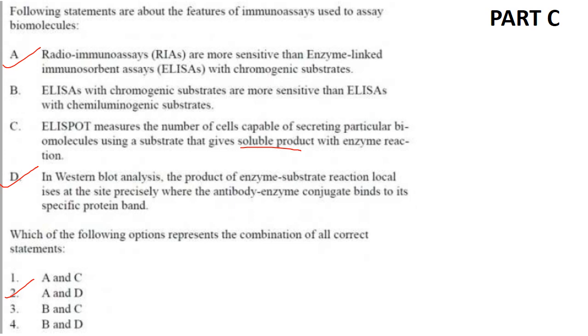D: In Western blot analysis, the product of the enzyme substrate reaction localizes at the site precisely where the antibody enzyme conjugate binds to its specific protein band. That's correct. So A and D are correct and the answer is option 2.